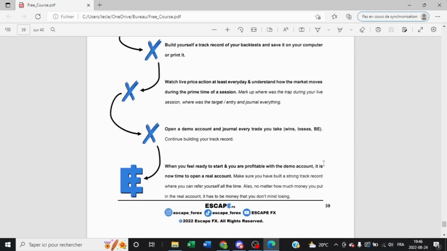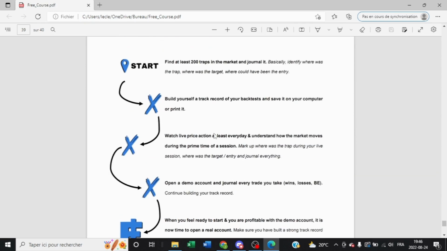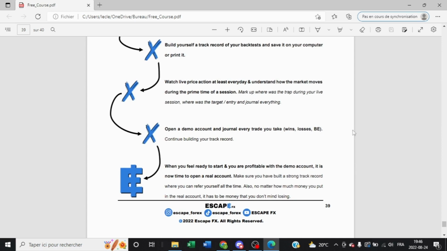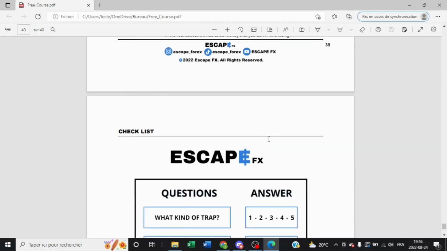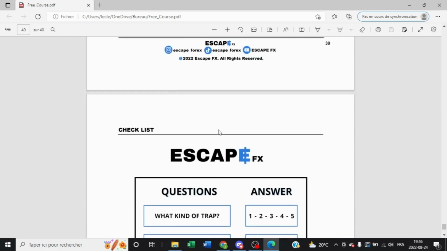After that, you can use a demo account. Open a demo account, try the traps, and once the demo is profitable. When I say profitable, it's not 1 week profitable. When the demo is at least 4-6 months profitable, now you can try a real account. For the real account, read what I wrote on my free PDF course on how to start. And here's the checklist.